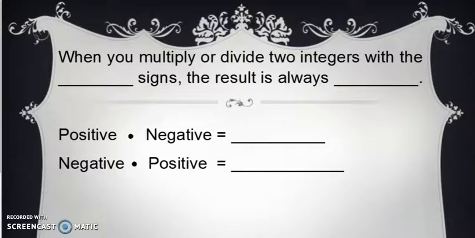When you multiply or divide two integers with different signs, the result is always negative. A positive times a negative or a positive divided by a negative is equal to a negative. A negative divided by a positive or a negative times a positive is always a negative.